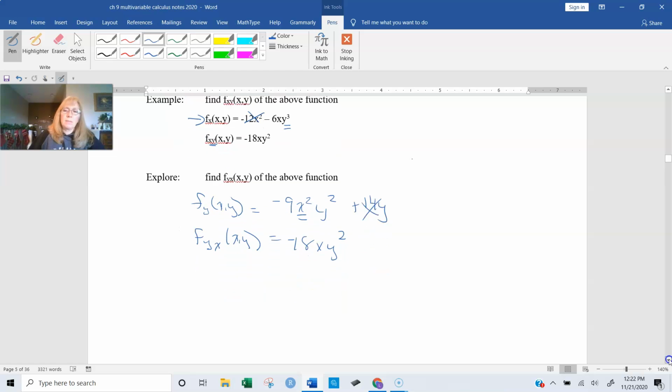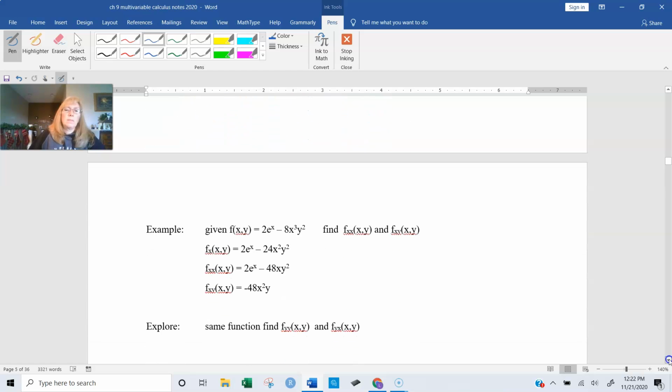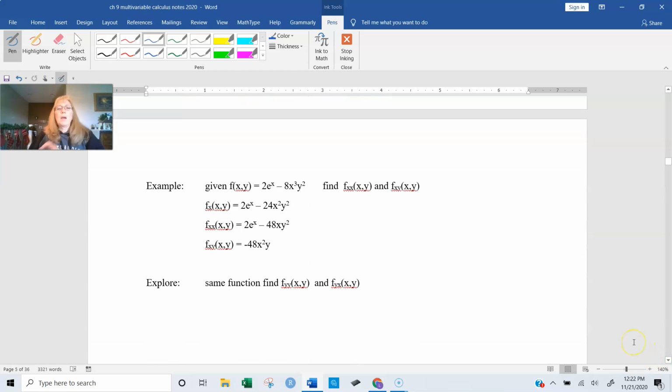Let's go down here. All right, I want to find f_xx and f_xy. So the first thing we do is we find f_x, the derivative with respect to x. Well, this has an x. We know the derivative of e^x is itself, so this is just itself. This one with respect to x, 3 times 8 is a negative 24x squared y squared. We're going to use this one to find both of these.